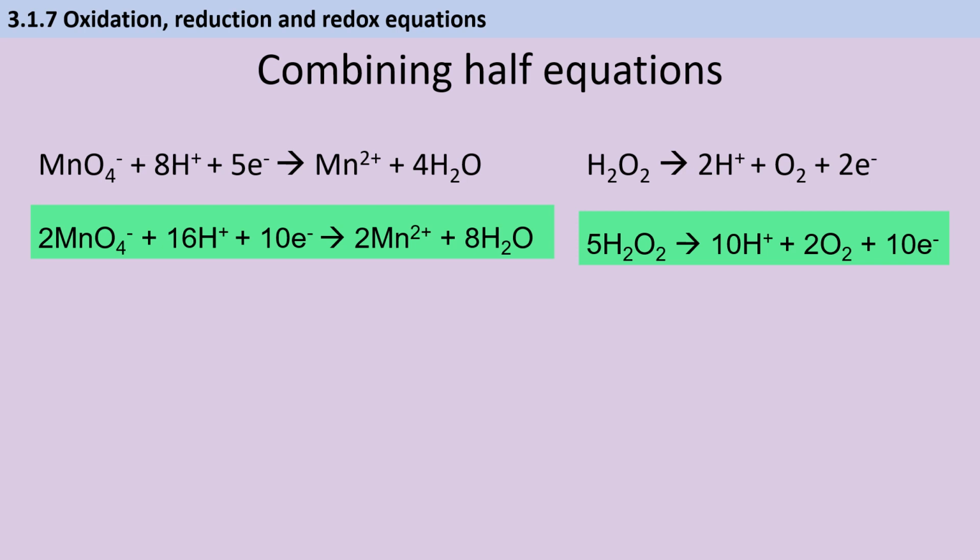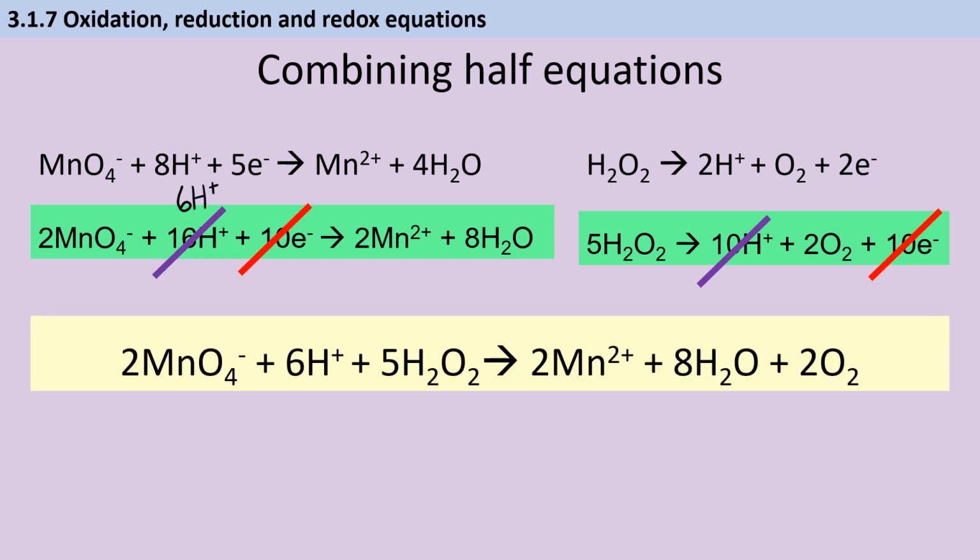So now I'm able to cancel out the electrons, but I'm also able to cancel out some of the hydrogen ions. So I can replace that one there with 6 hydrogen ions that haven't been cancelled out. And now I'm just going to join these two equations together to produce an overall equation that looks like this.